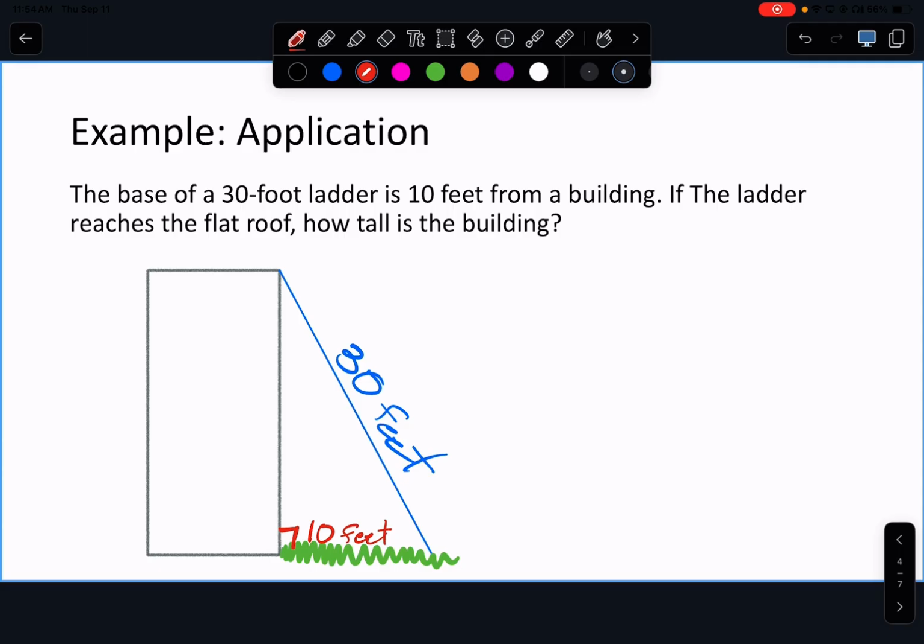So what have we created? A right triangle, right? So what formula, what theorem can we use to solve for the height of the building? Jude, what'd you say? Pythagorean theorem. So we're going to use a squared plus b squared equals c squared. Which one has to be c? 30 has to be c because that's our hypotenuse, right? We're going to say this is a and the 10 is b.